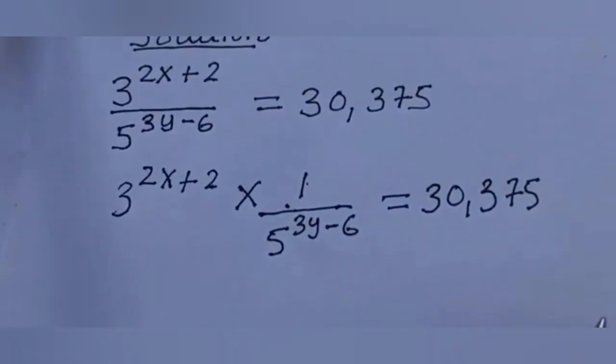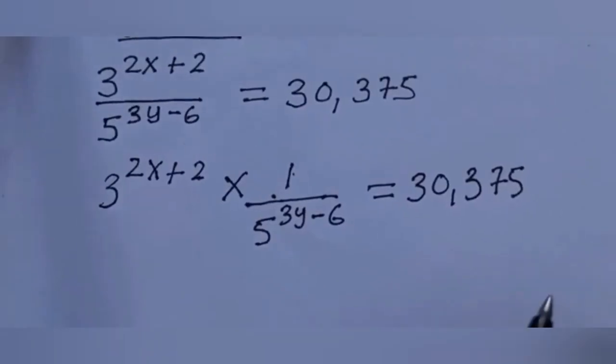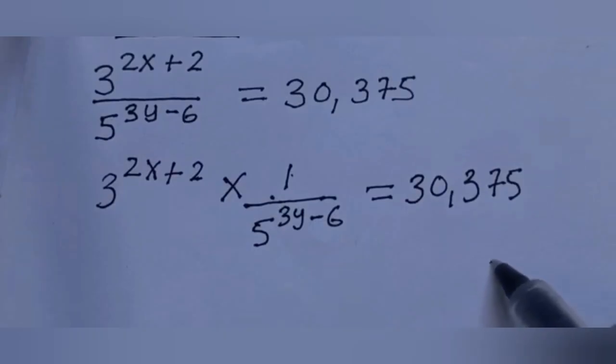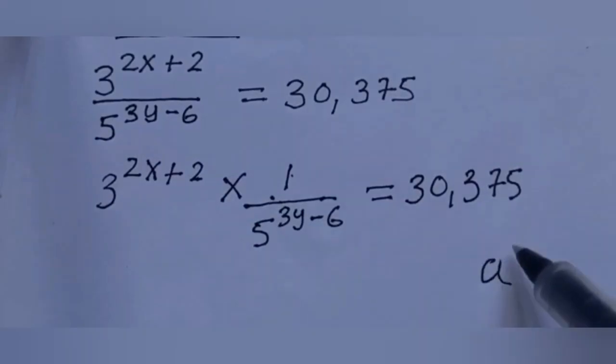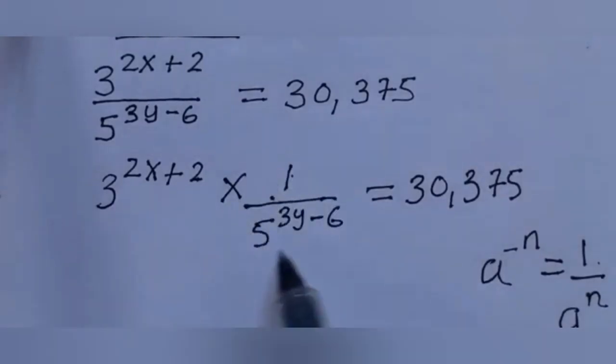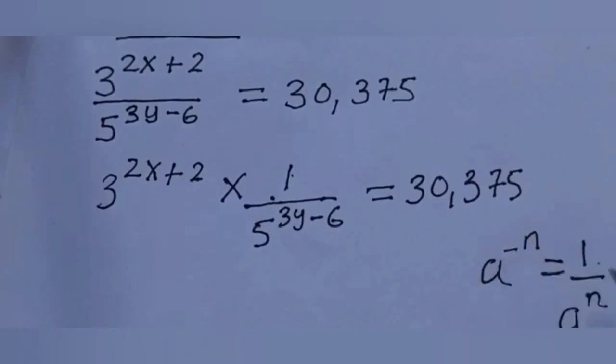Again here, we can use the law of exponent, which is a negative exponent. It states like this. A power negative n equals to 1 over a power n. We want to express this one, which is in this form, to this form by using this law of exponents.